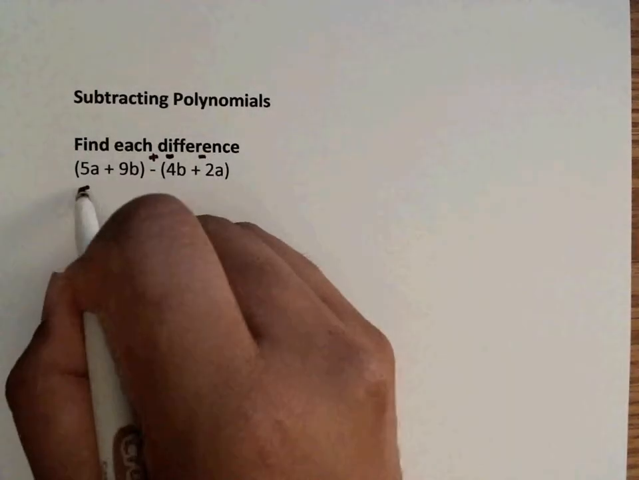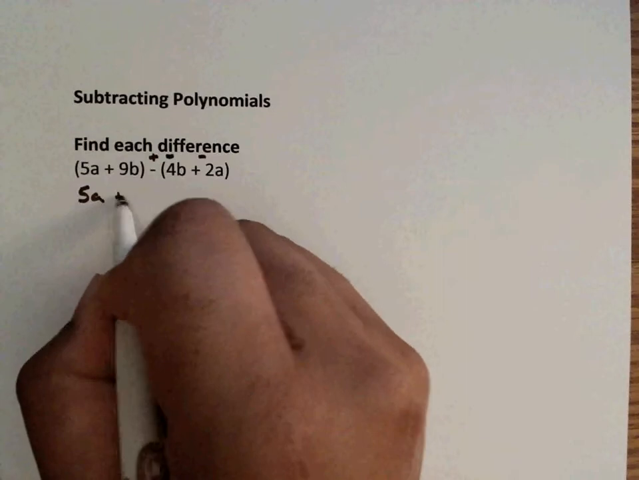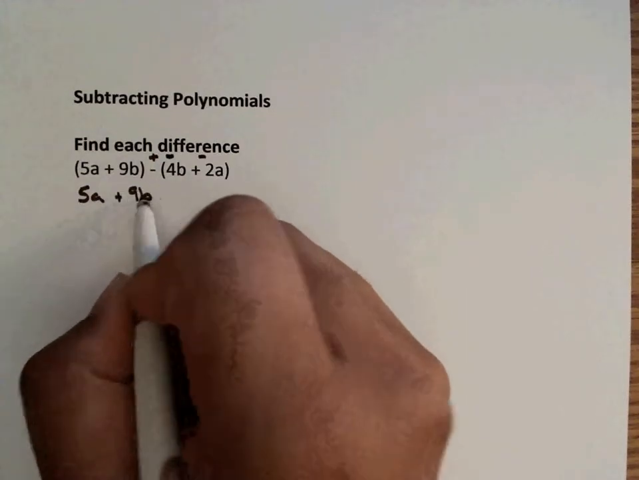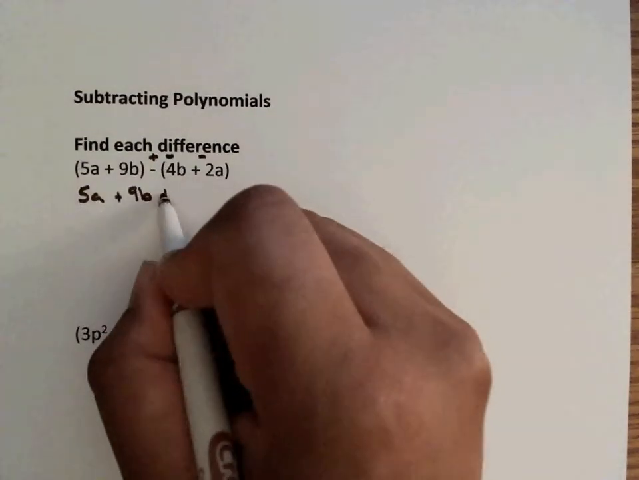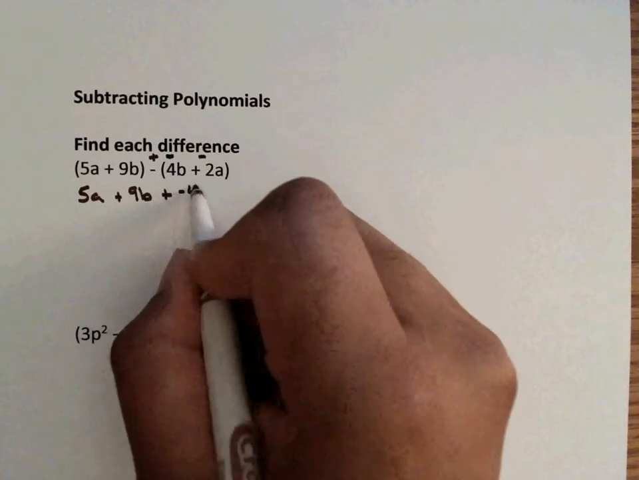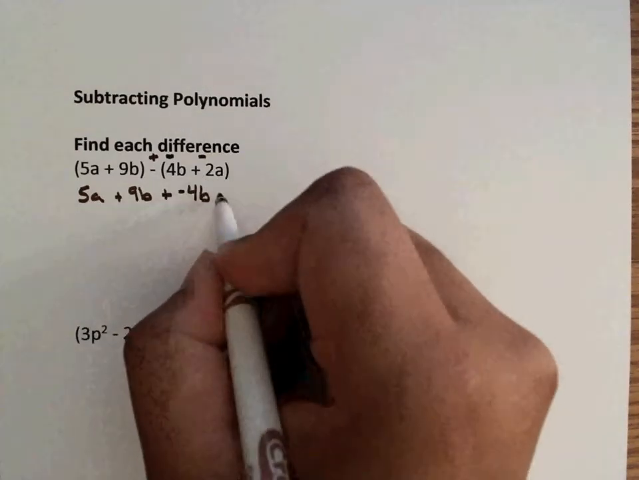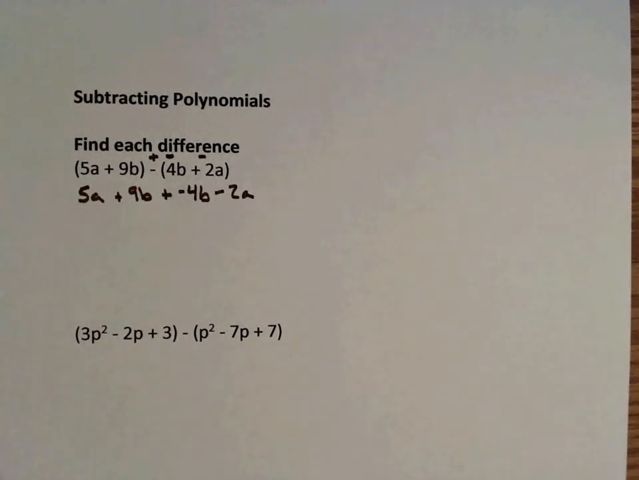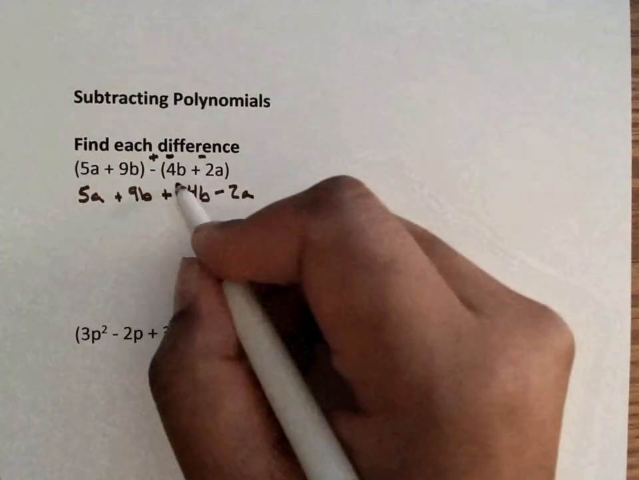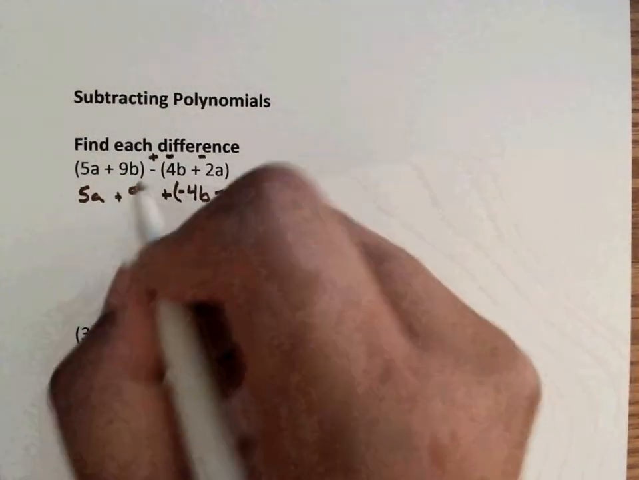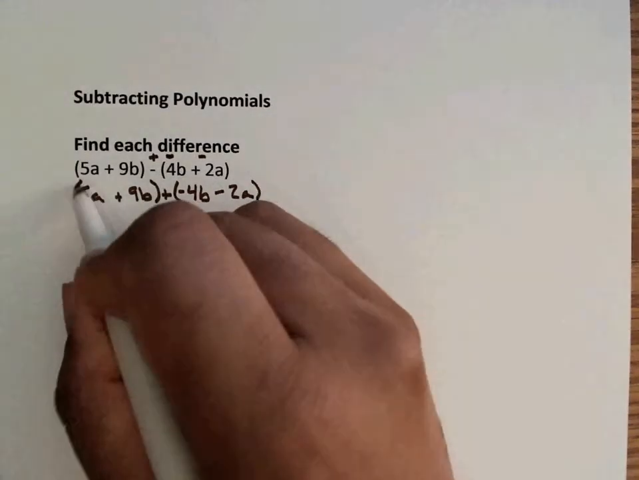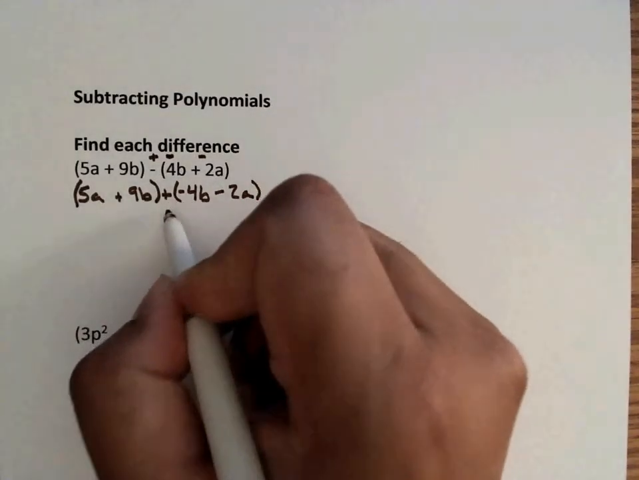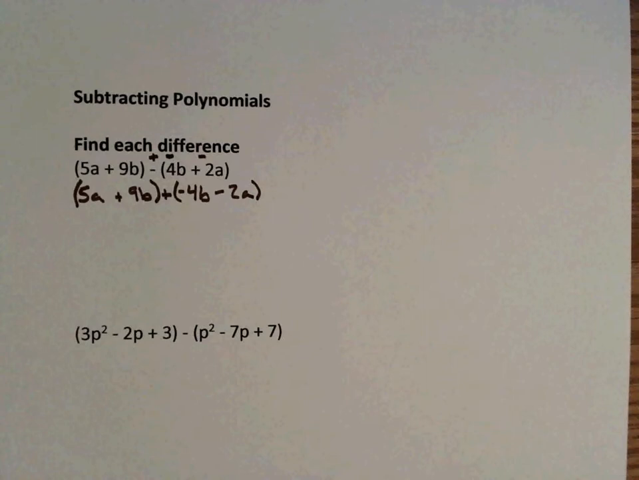I'm just going to rewrite everything. So we have 5a plus 9b plus a negative 4b. And then we have a minus 2a. And so let me put the parentheses back so you can see what's going on. And now it's just like the addition problems. So all we're going to do is combine our like terms.